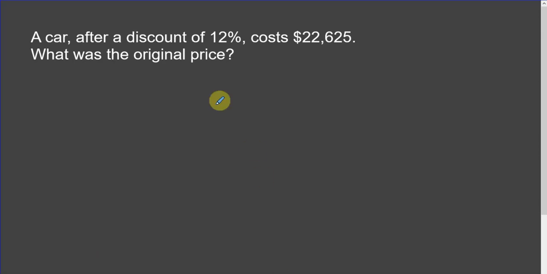What we need to do is, well, we kind of set it up the same way. It's just now the original price is the unknown, and that goes with 100%. The new price is $22,625. And what percent does that correspond to? Well, it was a discount of 12%, so the percent went down by 12. So 100 minus 12, so 88.